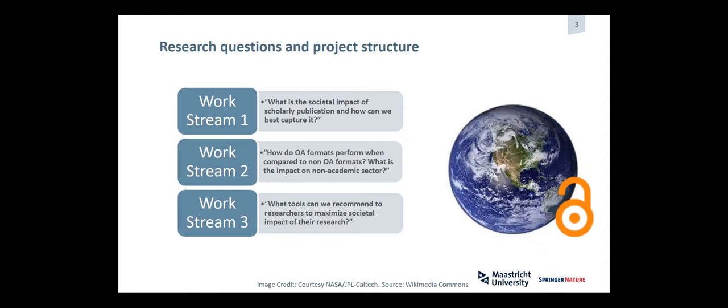And thirdly, workstream number three ran parallel to the first two and addressed the question of what tools we can recommend to researchers to maximize the societal impact of research. Another key decision we made early on was that all project outputs would be openly published on the repository Zenodo. In the end, we actually published over 40 outputs, including white papers, dashboards, infographics, workshop outputs, blog posts, etc. All of the work is openly accessible under a CC BY license.